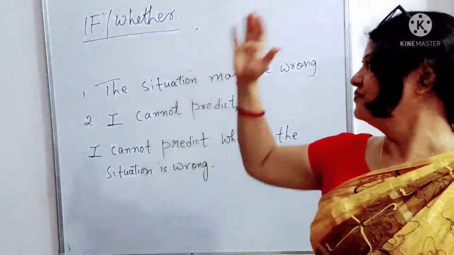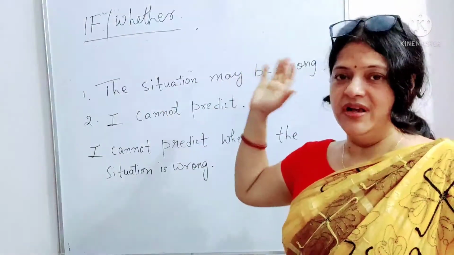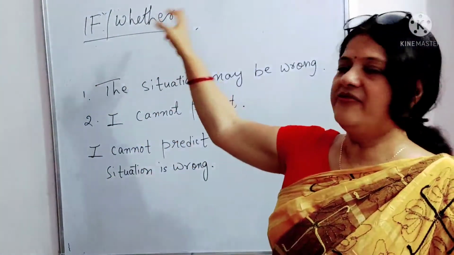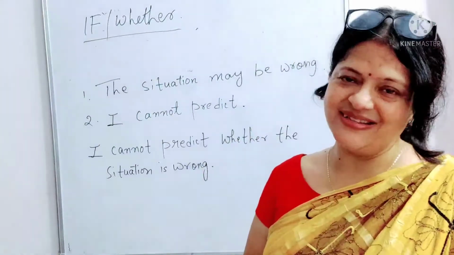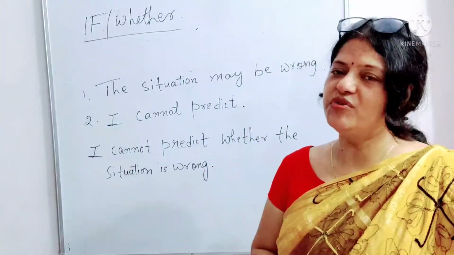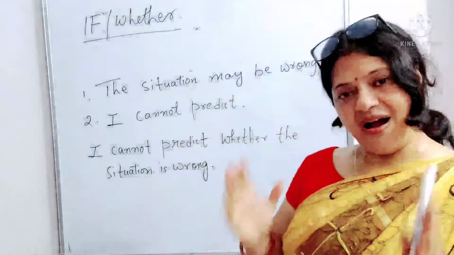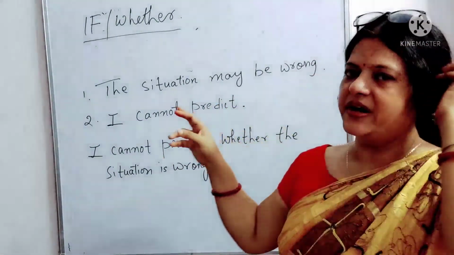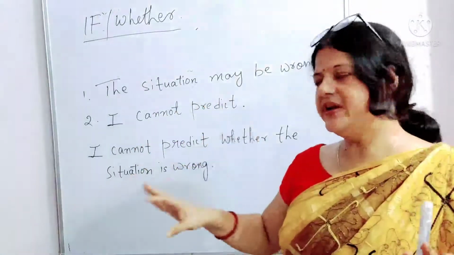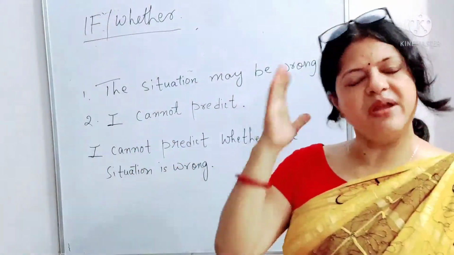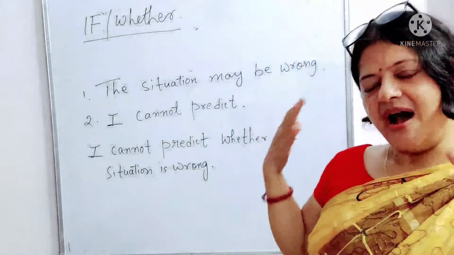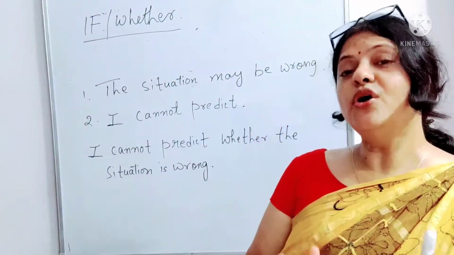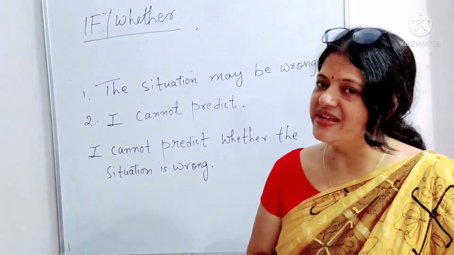So it would be the situation may be wrong. It would work like a principal clause, and then we will add if or whether, and add the second sentence as usual. I cannot predict. This second sentence we have made the principal clause, and then we have added one conjunction. So, I cannot predict whether the situation is wrong.